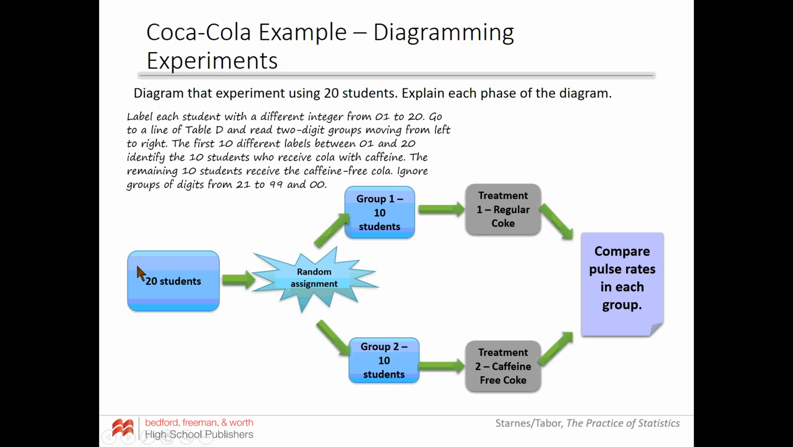Replication. I have 20 students, so in other words, I have 10 students in each group, so I replicated the experiment. In other words, I didn't just do it with one person. All right? So if you're asked to check on those 4 things, that's how you would do it.